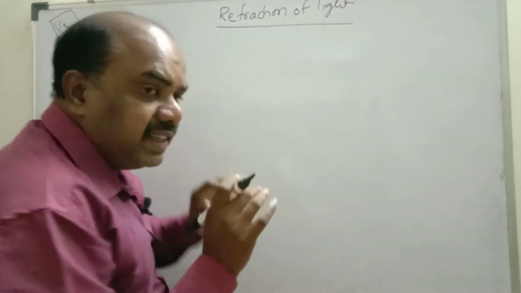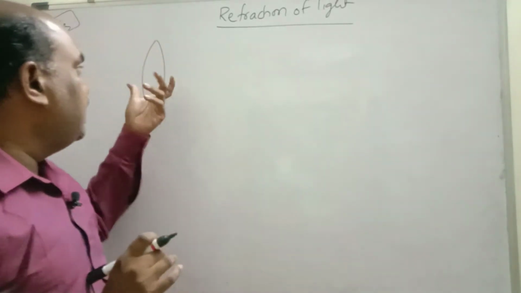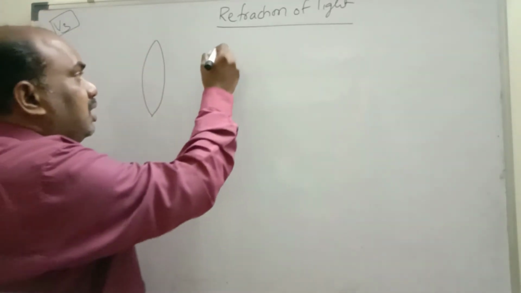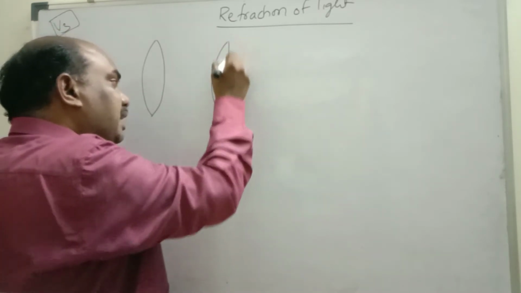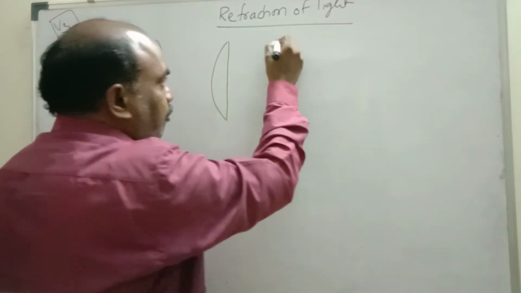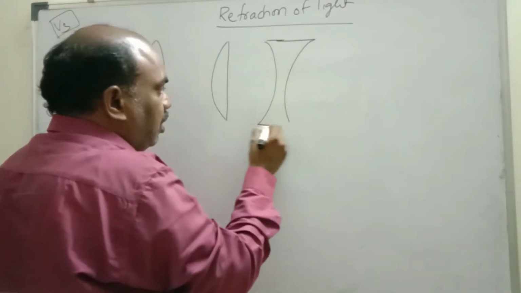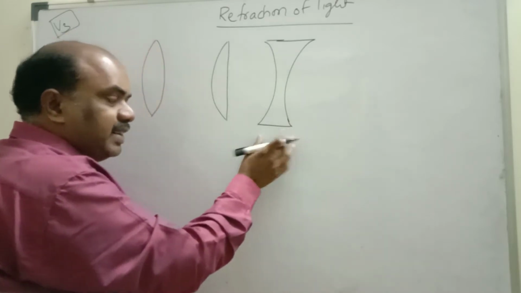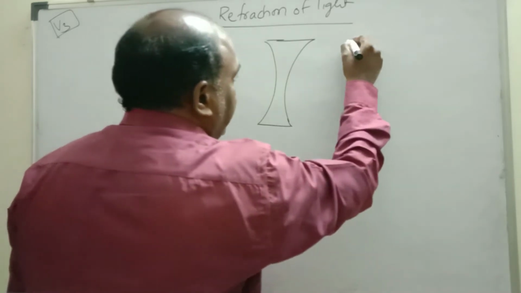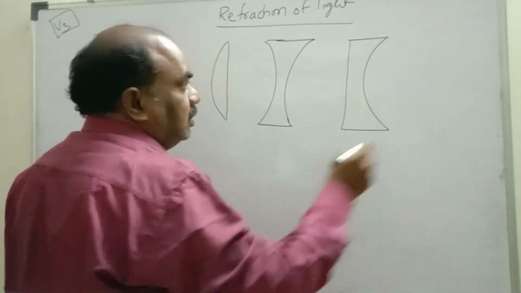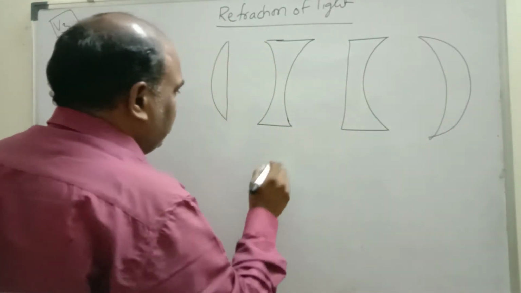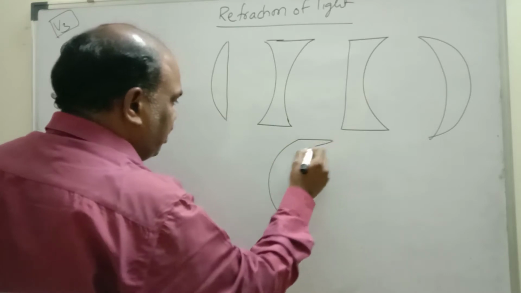What is a lens? A lens is a transparent medium bounded by at least one or both sides curved. At least one side should be curved; the second side may be plane. This is plano-convex. This is biconvex or double convex. This is biconcave or diverging lens. This is a converging lens. This is a diverging lens. This is one side plane, one side concave: plano-concave. This is concavo-convex. Like this, convexo-concave, different types of lenses are available in the market.